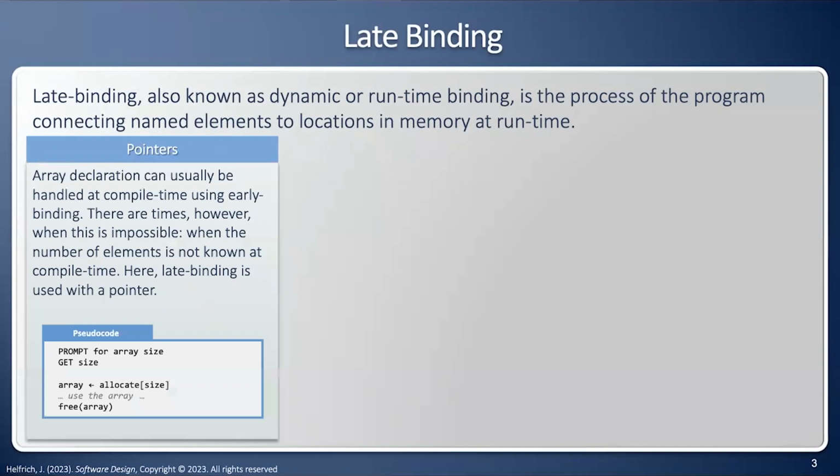Anytime the program uses a pointer, then the compiler cannot tell where that pointer is going to be. And this mostly is used with arrays because the compiler cannot tell the size of the array nor its location, especially if it's dynamically allocated. This decision is made at runtime.